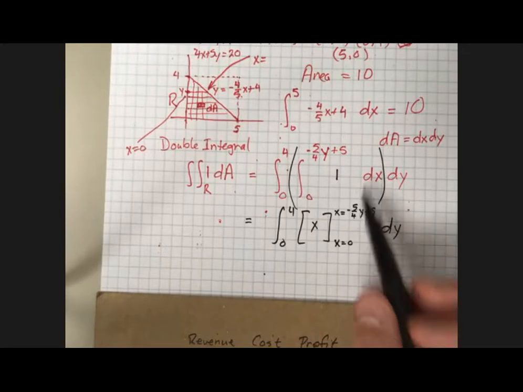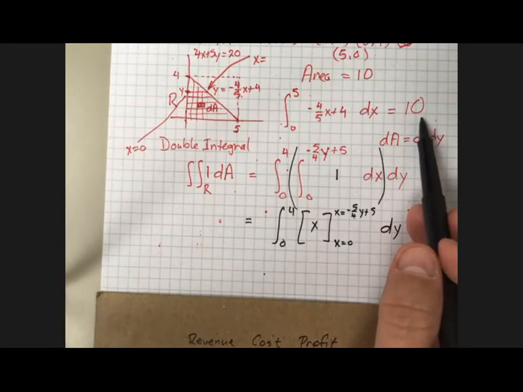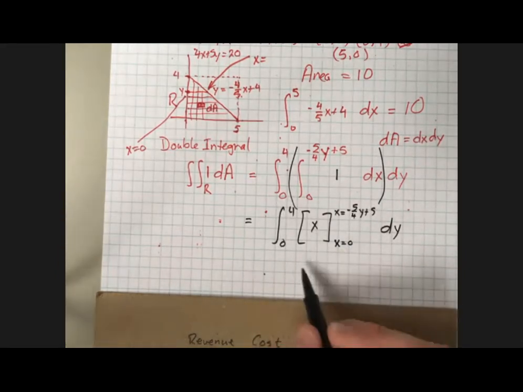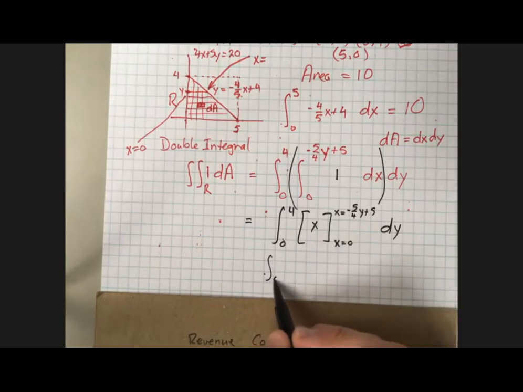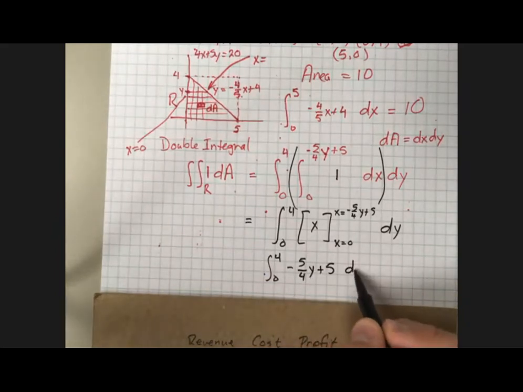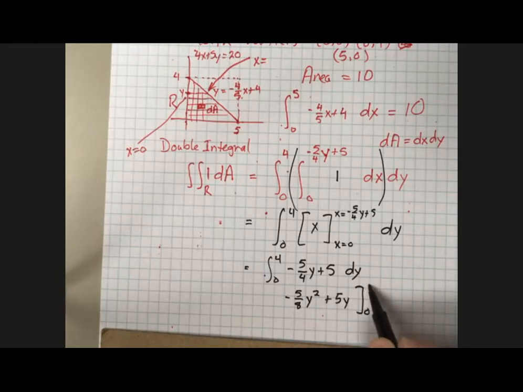Do you see what I did? I rewrote this problem because I want you to go and do this integral yourself and find out that it's 10. I don't think it's hard to do that integral. But I want to show you that I could look at it from the perspective of the y-axis first. So now when I put these two things in, I put in minus 5 fourths y plus 5, I put in 0, I subtract. Now I'm integrating 0 to 4. Excuse me. That's minus 5 fourths y plus 5, dy. And this we integrate: minus 5 eighths y squared plus 5y. We evaluate that from 0 to 4. And what we get is 16 divided by 8 is 2, so that's minus 10 plus 20.